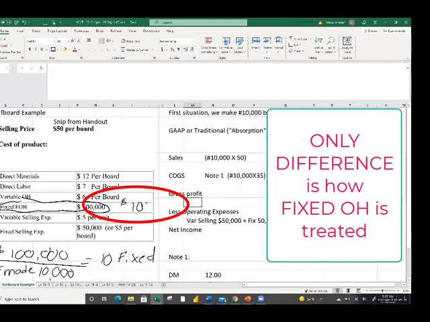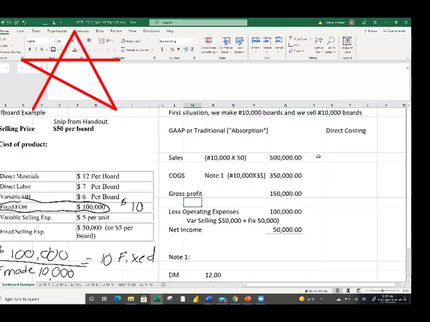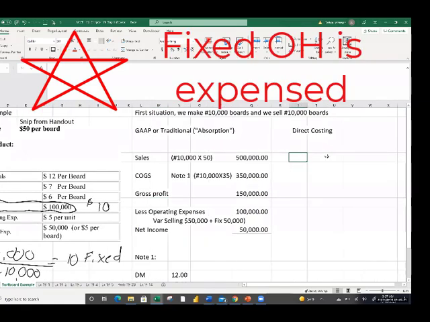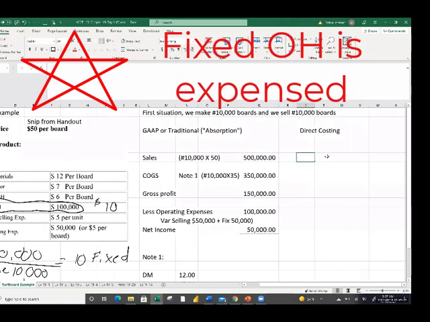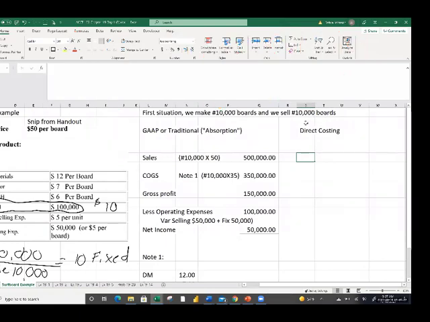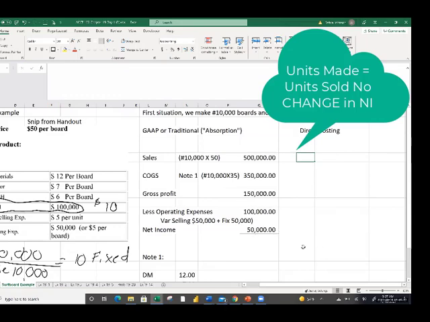That is the only difference in these two costing methods. It could be partially expensed under traditional, but it'll always be fully expensed under direct costing. Now, you probably remember back to the lecture earlier, if the units made are equal to the units sold, there's not going to be any change in the net incomes. That is, right now, I could tell you that net income under direct costing is also going to be 50,000.